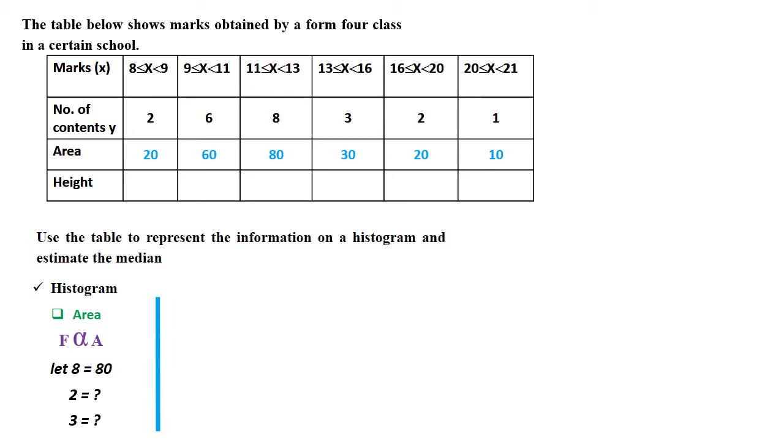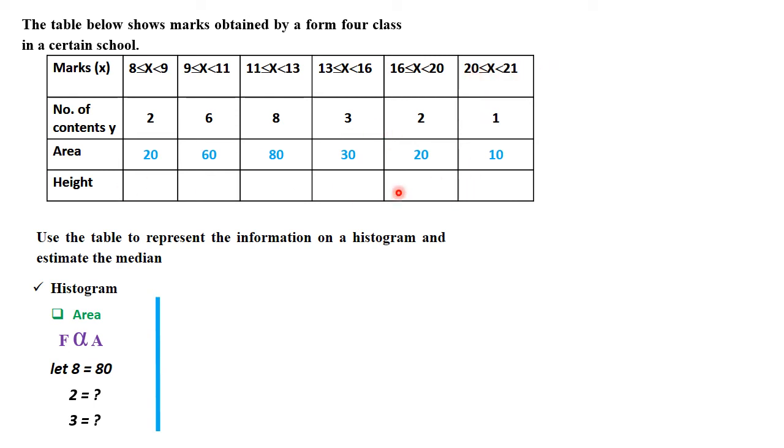So what we normally do is we just get the area divided by the width. Let me mention the width. In the first class, the width is 1, because these are class limits, I need to mention that. The class width in this case is 9 minus 8. The other case there is 11 minus 9, which is 2. This one is 13 minus 11, which is 2. This is 16 minus 13, which is 3. Then 20 minus 16, which is 4, and 21 minus 20, which is 1.